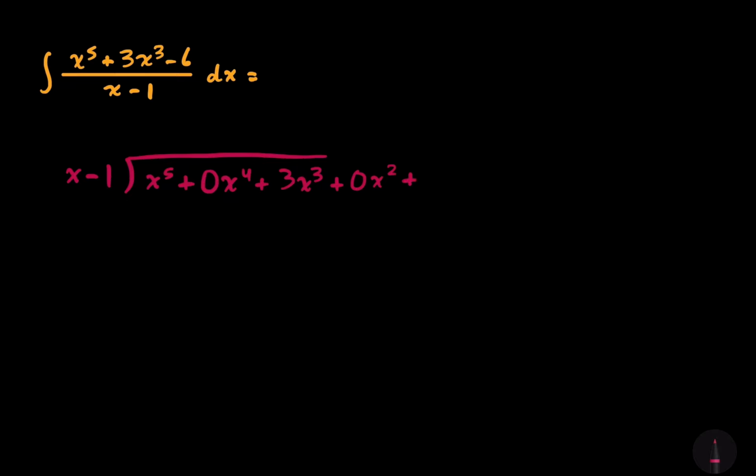We're just going to add a 0x and then minus 6. Let me go ahead and extend this. And so now let's just go ahead and start dividing. So x to the 5th divided by x is just going to be equal to x to the 4th. And then we subtract and multiply.